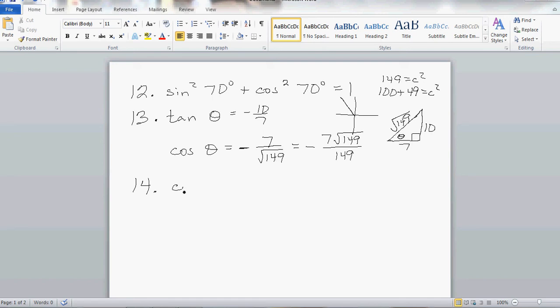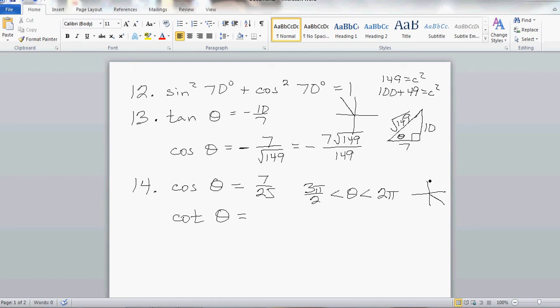Number 14 is a similar problem. It just has different values. Cosine of theta is equal to 7/25. And we are told that theta falls somewhere between 3 pi over 2 and 2 pi. Well, this is going to tell us which quadrant it is in. 3 pi over 2 and 2 pi, that's in the fourth quadrant right here. And what we are asking is, what is the cotangent of theta?